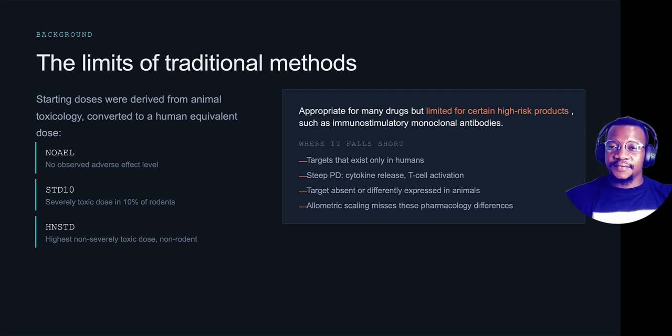So we have a limited translational relevance of animal toxicity. And finally, we have a standard allometric scale of doses not being able to account for such pharmacological differences, because, anyway, I'll come to explain that point later on.